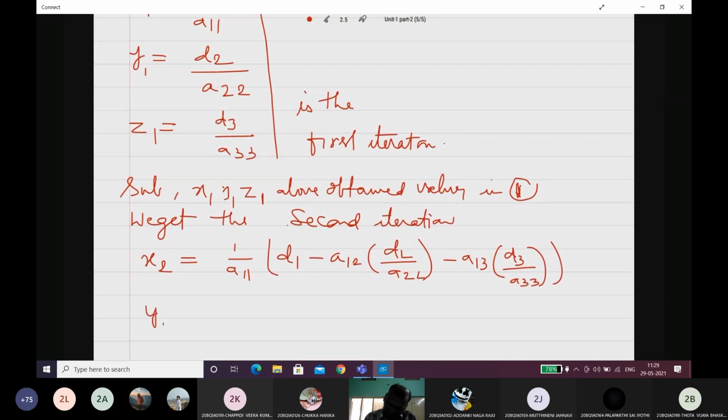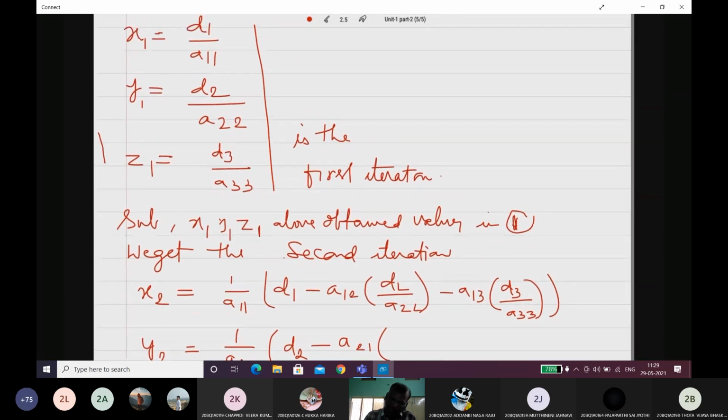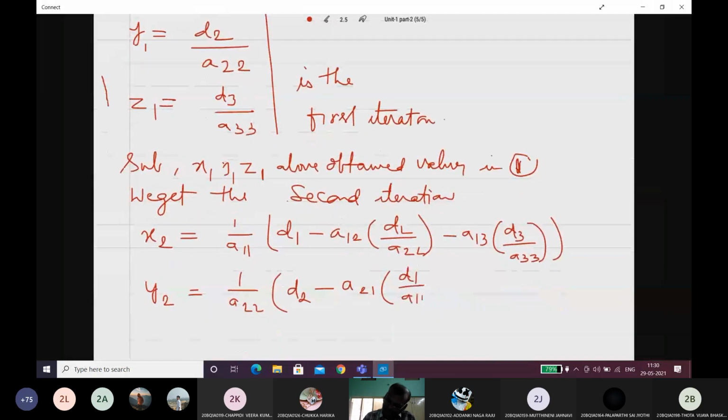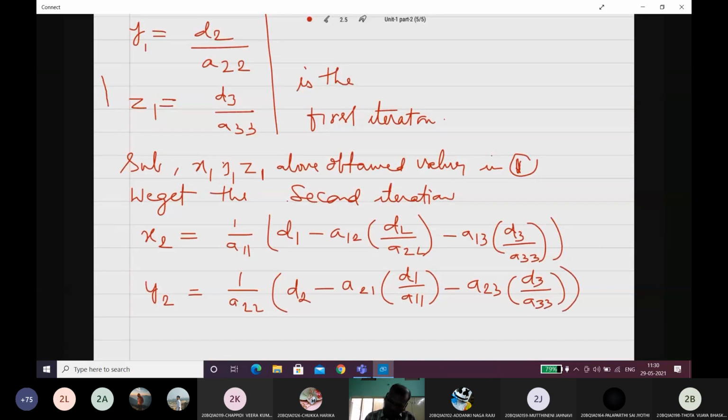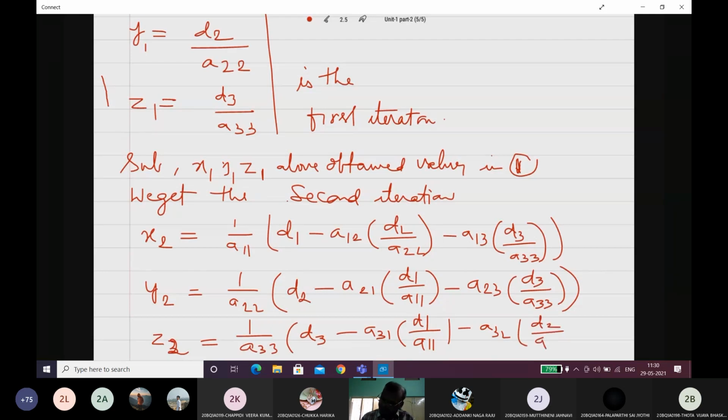And again y2 is equal to 1 by A22 of d2 minus A21 into x1 value, d1 by A11, minus A23 into z value, d3 by A33, and z2 is equal to 1 by A33 of d3 minus A31 d1 by A11 minus A32 into d2 by A22.